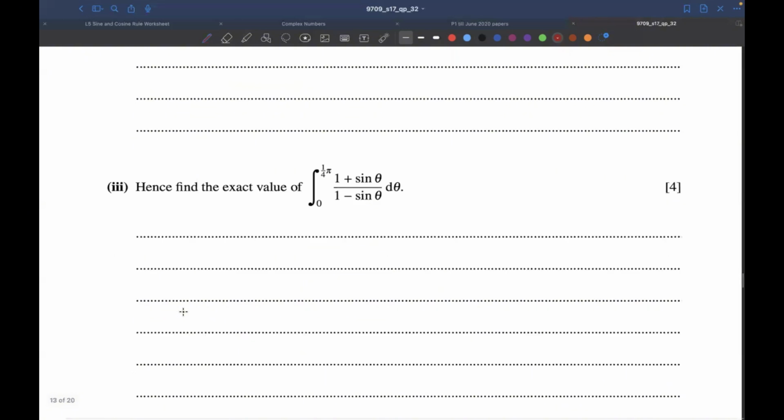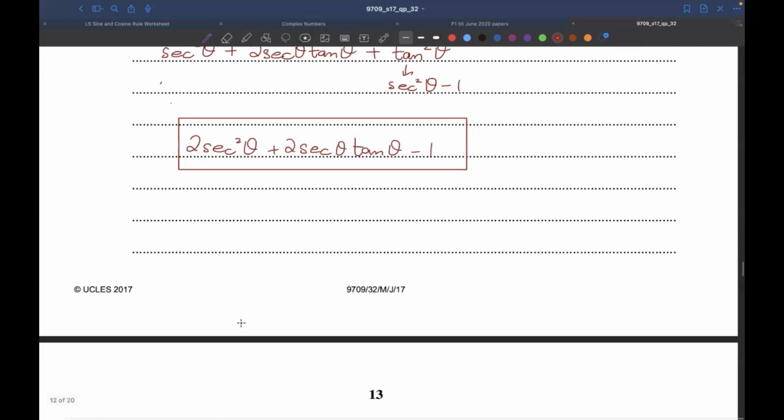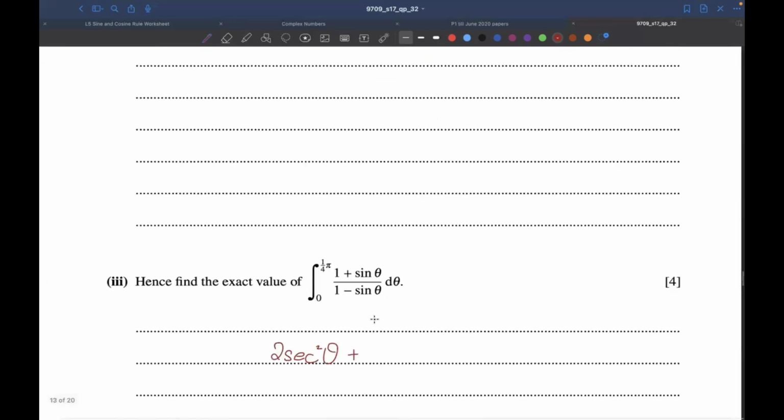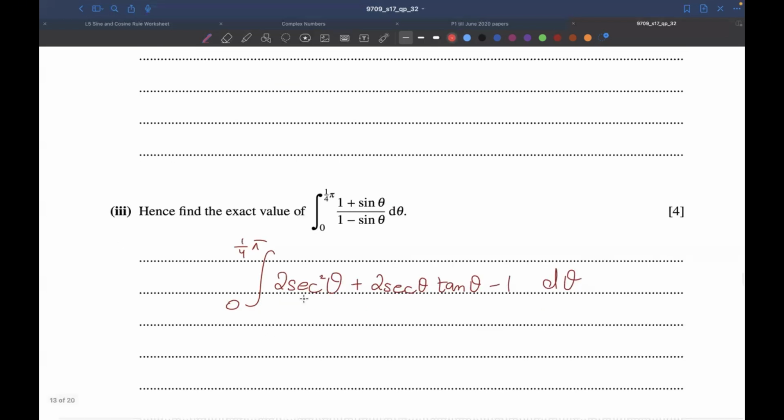And now in the next part, it says, hence find the exact value of the integral of 1 plus sine theta upon 1 minus sine theta. Now we can use the identity over here, which gives 2 sec square theta plus 2 sec theta tan theta minus 1, in place of 1 plus sine upon 1 minus sine. And we have the limits 0 to pi upon 4. And now we have to integrate it. Now we know that the integral of sec square is tan theta. So when we integrate 2 sec square theta, we'll get 2 tan theta.